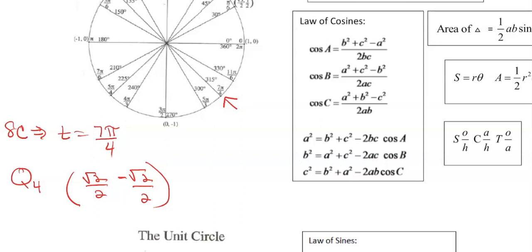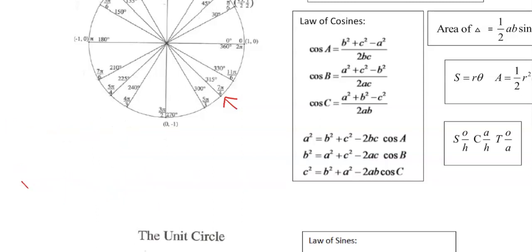Okay, let's look at 8D. So 8D is a little tricky, so don't be fooled. T is 14 pi over 6. That's not really helpful to me because it's not reduced. So couldn't I also say that T is 7 pi over 3?